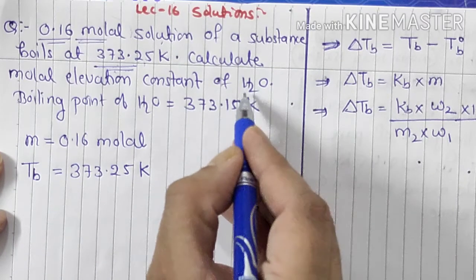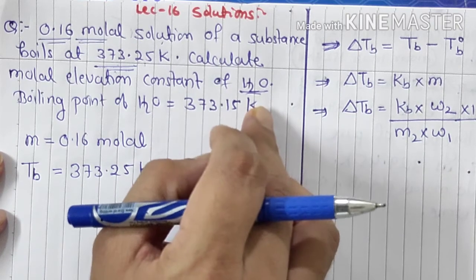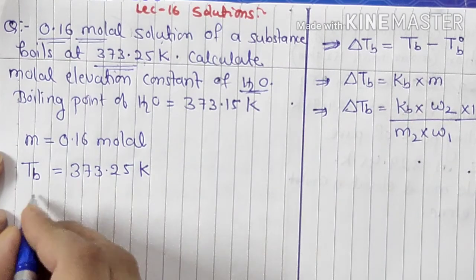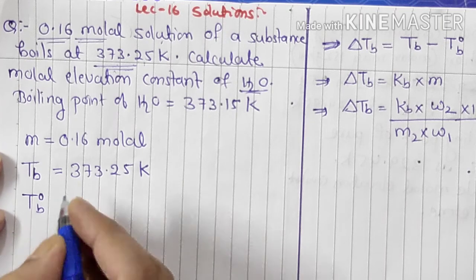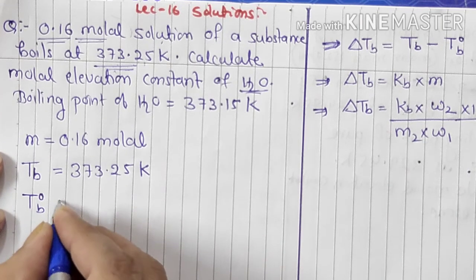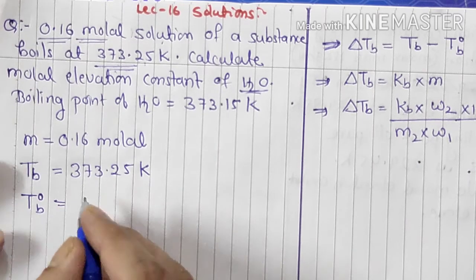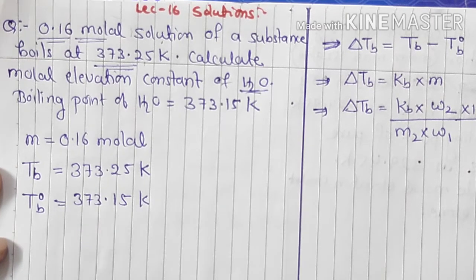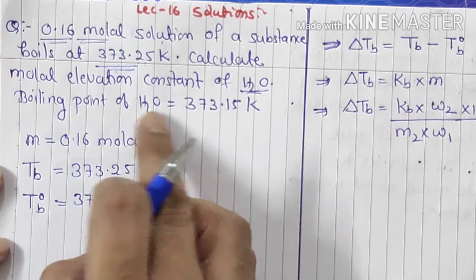अच्छा, one thing, solvent is water, और water का boiling point क्या होता है? Water का boiling point होता है 100 डिग्री सेल्सियस, right? So T not B हम कब यूज करते हैं? जब हम pure solvent की बात करते हैं. So T not B is 100 डिग्री सेल्सियस, converted to Kelvin will be 373.15 Kelvin, student. तो TB और T नॉट B, ये दो वैल्यूज मिल गए.